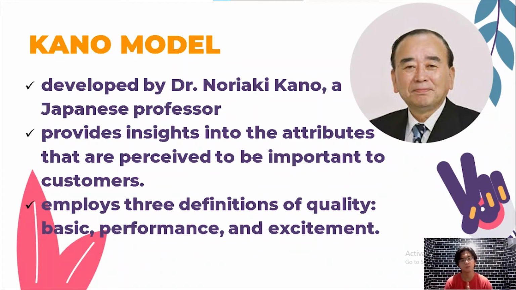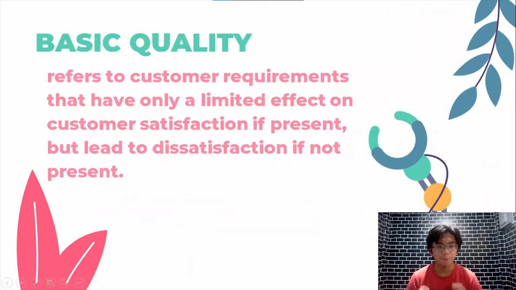Now, to further discuss this, Noriaki Kano provided us with three definitions of quality, namely the basic, the performance, and the excitement. The first one is the basic quality. As the term suggests, these are the requirements or characteristics of a product that must be present in the product. Because there are only two possible results of this definition.